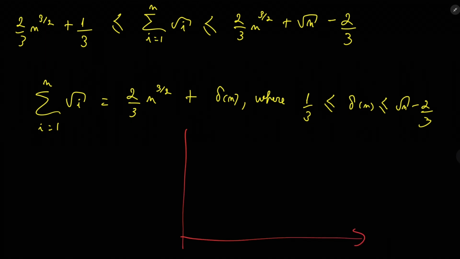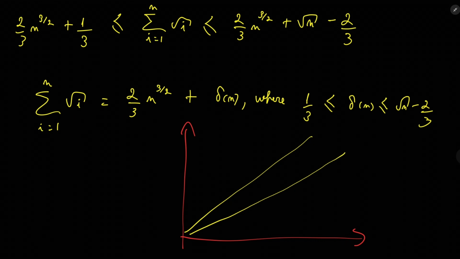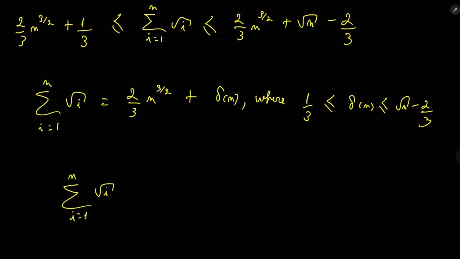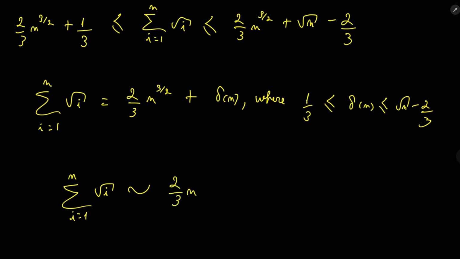Graphically, if you wish, you can think that that kind of tube we had for our bounds gets wider as n grows, but compared to the size of the sum itself, it becomes smaller and smaller. We can represent that with the tilde notation, so our sum tilde 2/3 of n to the 3/2, and that's all.